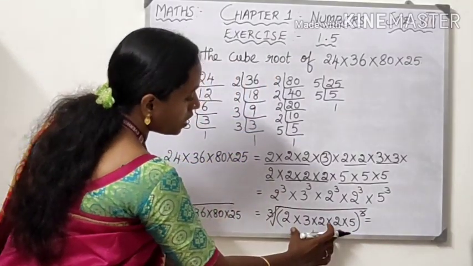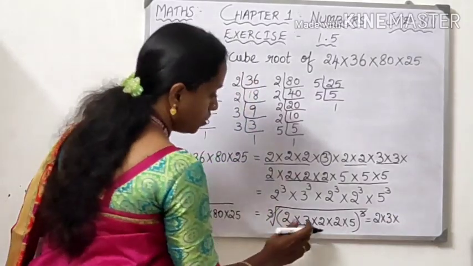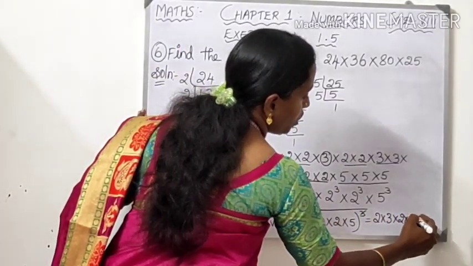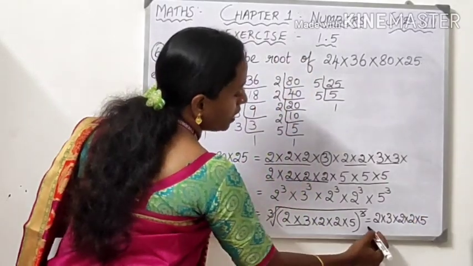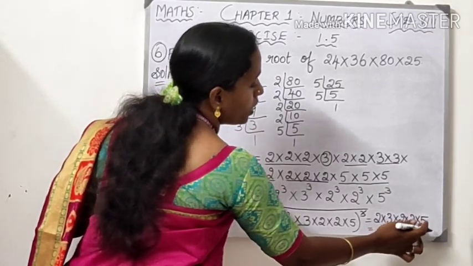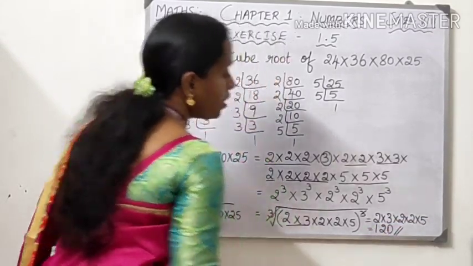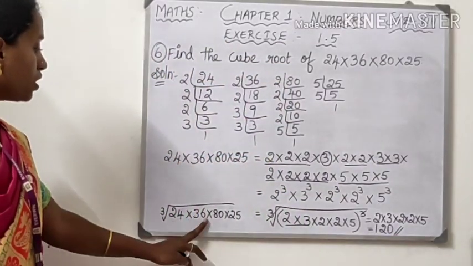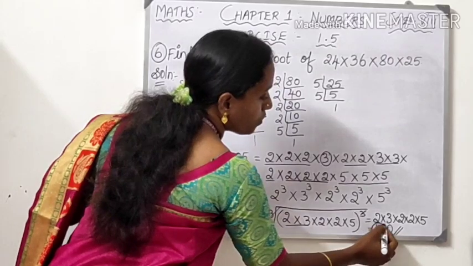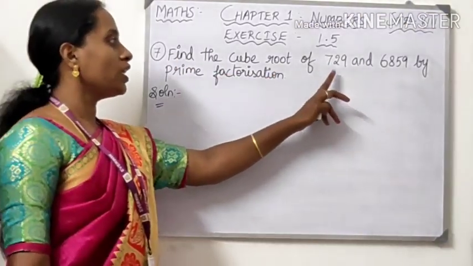So I will be getting the value. What are the things inside the bracket? So 2 into 3 into 2 into 2 into 5. When I multiply this, 2 3s are 6, 6 2s are 12, 12 2s are 24, 24 into 5 is 120. Therefore, the cube root of 24 into 36 into 80 into 25 is equal to 120.